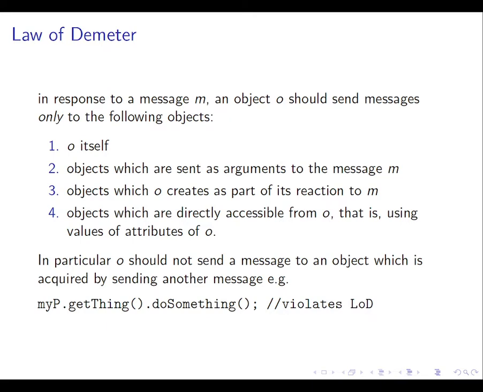In particular, O should not send a message to an object which is acquired by sending another message. Okay, so we shouldn't go something like my P, suppose that's an object which is referred to by an attribute of O, and send it a message get thing. That's perfectly fine up to the get thing. Okay, that is point 4 being used there. But what we shouldn't then do is take the object which results from that and send it a message. Okay, because that's not 1, 2, 3, or 4. It violates the law of Demeter.